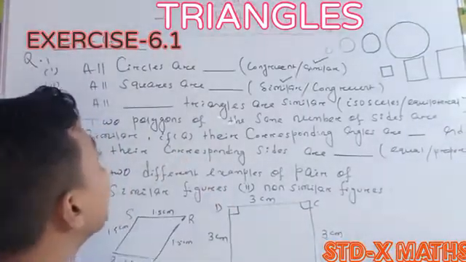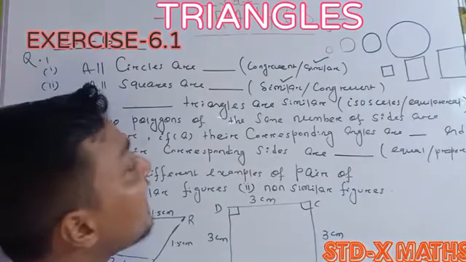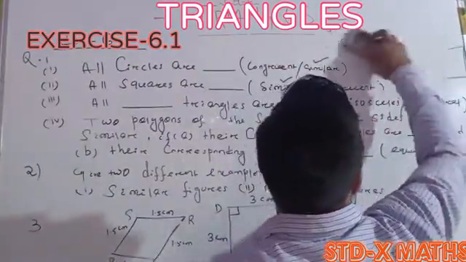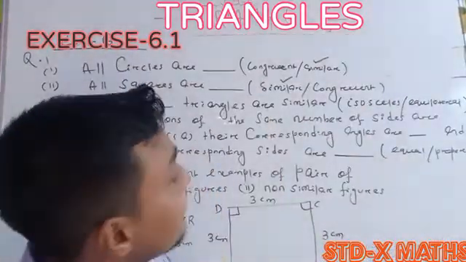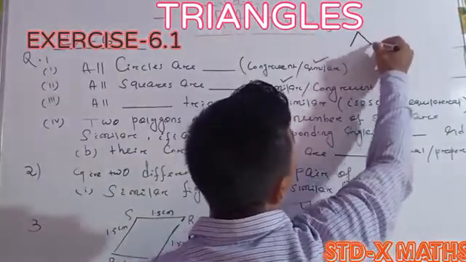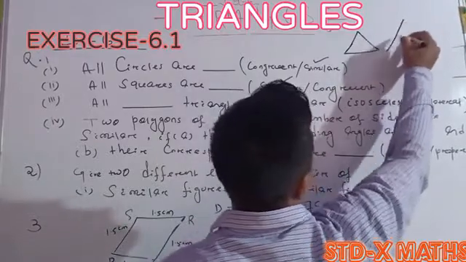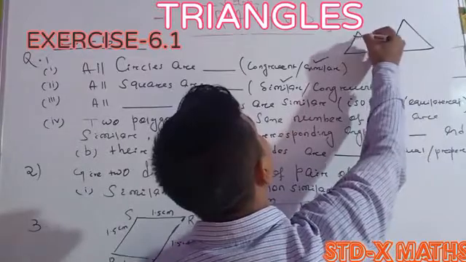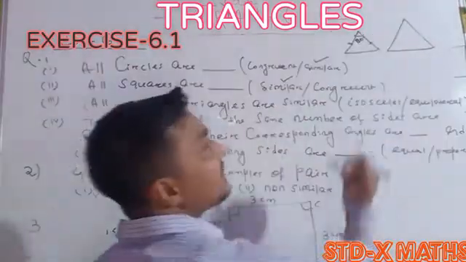Next it is given: all isosceles triangles are similar. Just see, suppose I am showing you examples of the isosceles triangle first. Here is one isosceles triangle, and here is another isosceles triangle. Suppose this angle is 80. Isosceles means these two angles must be the same.